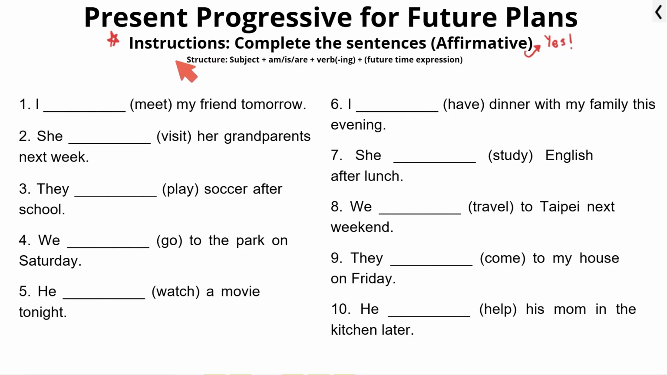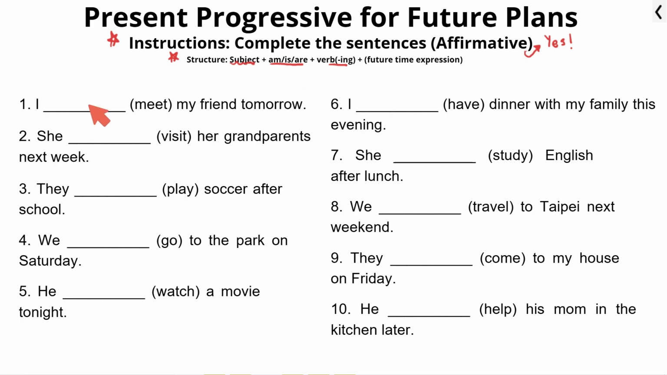And here is our structure. If we can remember this structure, you will never have any problem when you're being tested for present progressive. So our subjects need to be followed by is or are plus ing, and our future expression.